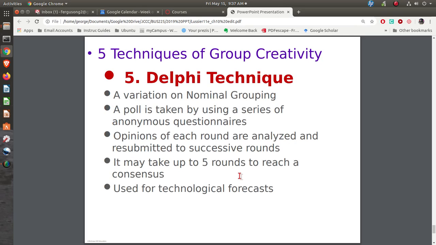And the Delphi technique is done where people are not even in the same room. All right? What happens is you might ask for ideas, and people send in the ideas. The ideas are consolidated, all of those ideas are sent out, and people vote. There might be some more ideas that are put in. So somebody collects all of them, sends it back out, and that sort of thing.